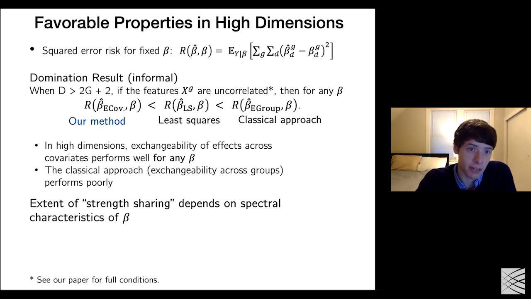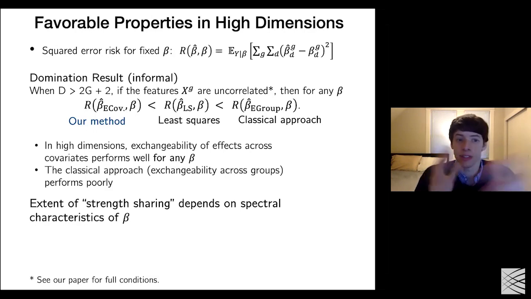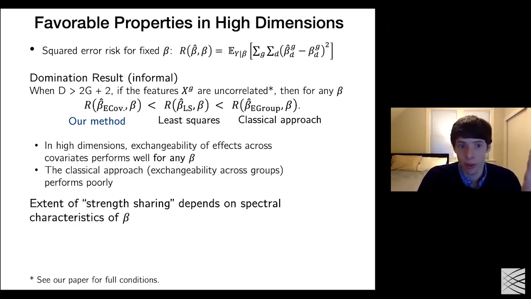Another piece of theoretical validation that we've developed is looking into the extent of strength sharing between groups. So a limitation of this sort of domination result is that it only tells us that the risk of one thing is smaller than the risk of another thing, and it doesn't tell us how large that gap is. And in general, that should depend on the parameters.